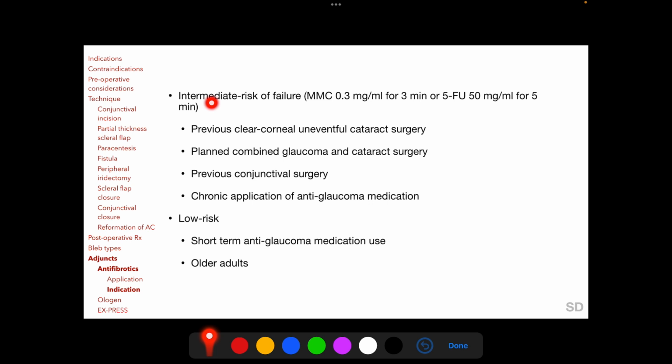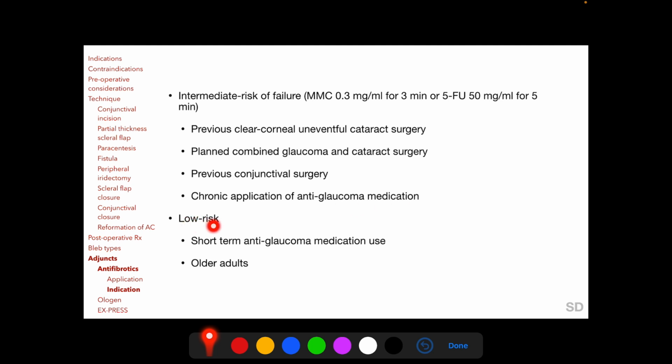Patients with intermediate risk of trabeculectomy failure, in whom the Moore-Flow regimen recommends application of mitomycin C 0.3 mg per ml for 3 minutes or application of 5-fluorouracil 50 mg per ml for 5 minutes, include patients with previous clear corneal uneventful cataract surgery, patients with previous conjunctival surgeries, patients undergoing planned combined glaucoma and cataract surgery, and patients who have been exposed to chronic application of anti-glaucoma medication over years.